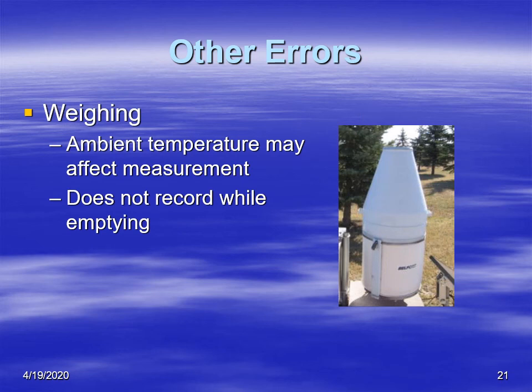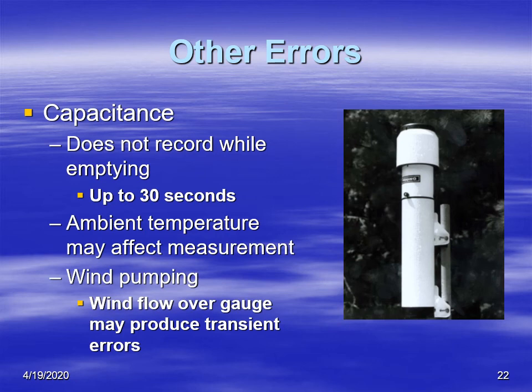Weighing rain gauges do have some problems. Of course, temperature affects the density of water, so you may have very slight errors as a result of that. Also, rain gauges won't be reporting precipitation while they're being manually emptied. The same thing goes with the capacitance type. When it is emptying because of siphoning, it won't be reporting precipitation. They say it takes up to 30 seconds for a capacitance type device to empty. As I mentioned before, temperature may affect the measurements from the capacitance. And then also wind blowing over the opening may result in changes in the height of the precipitation, so you get transient errors. So that's some of the errors that you'll see with rainfall measurements.